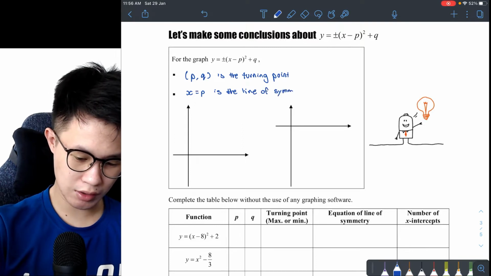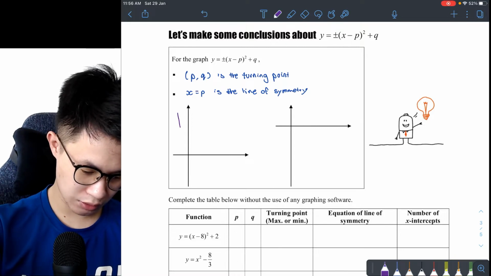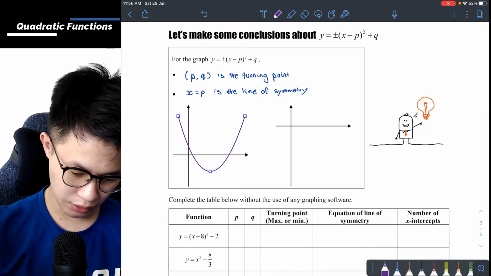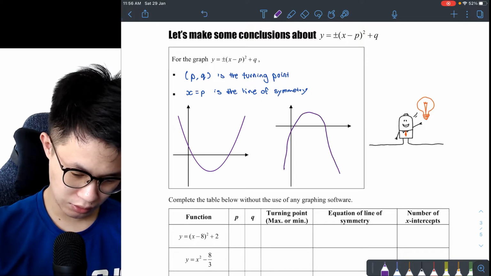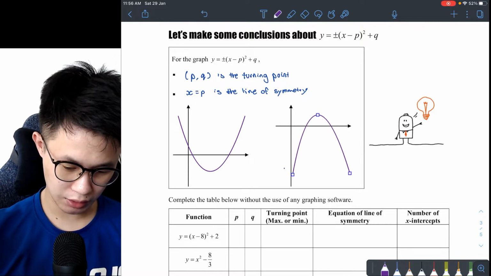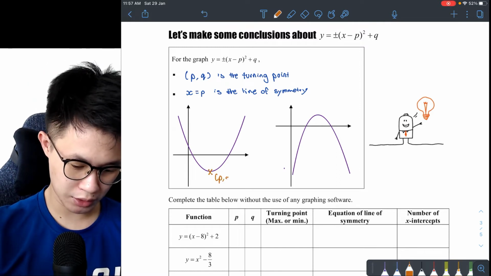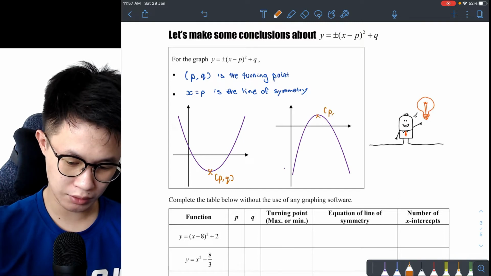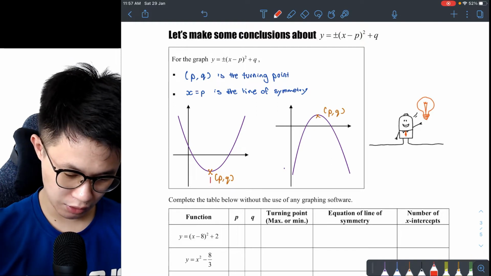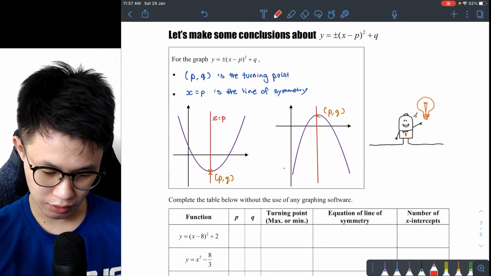Okay, so let's draw those graphs out. Let's say I have a graph like that, and a graph like that here. Okay, something like that, maybe like that. This would be fine. In this case, the turning point here would be (p, q). The turning point here would be (p, q). And then we have a line of symmetry that we can draw. Pretty simple, just draw the line of symmetry out. This is simply x equals p, and this is also x equals p.